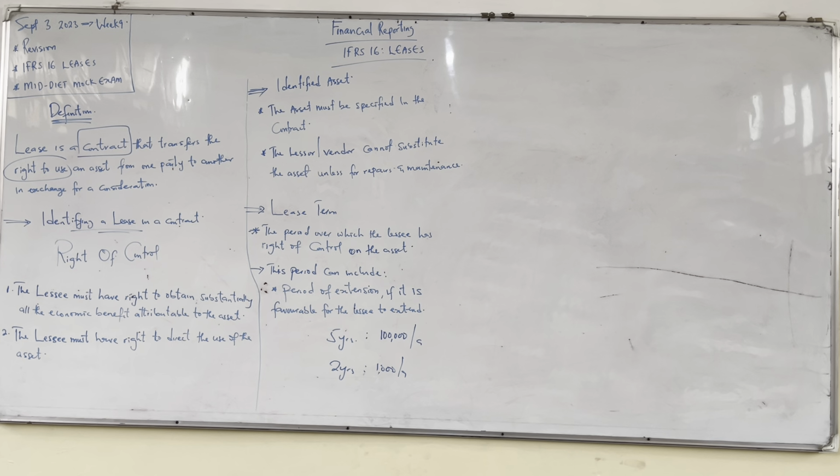Now let's go to how we account for leases. For the 2 years extra, the extension: what if it's the same amount as the 5 years? It's not favorable, because you have already used the asset for 5 years. The situation will not be the same. The situation is not going to be the same. So that's not favorable, and the lease term is going to be 5 years.